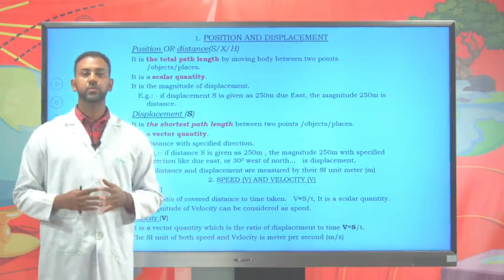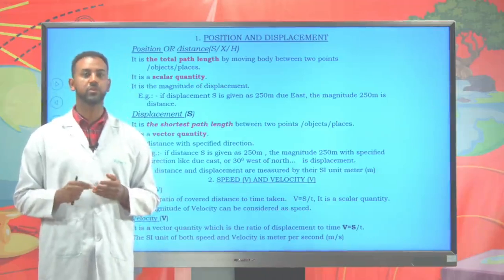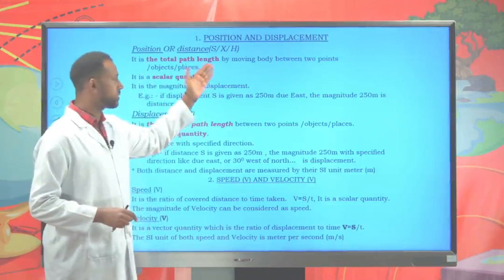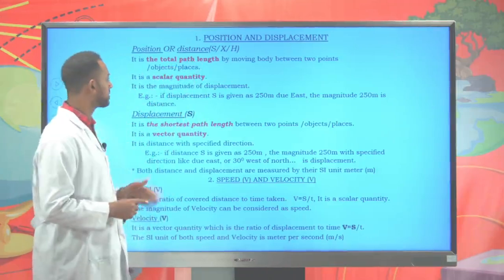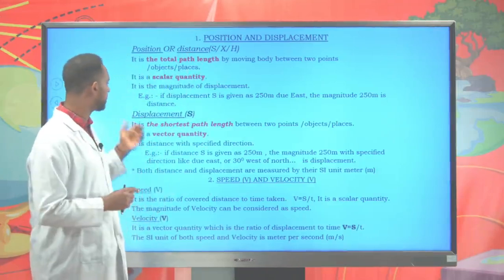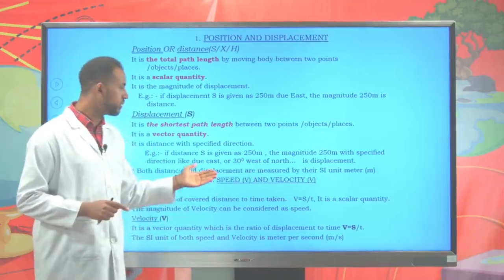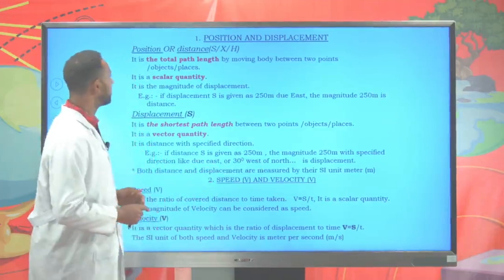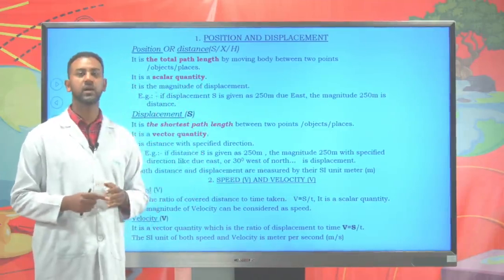And whenever we are trying to discuss motion, there are motion variables or parameters, very important motion parameters. These are position and displacement. Position is sometimes also known as distance, or usually we call it distance. Distance and displacement are the two important parameters or variables. The other variables are speed and velocity. We'll try to see about that, and we'll try to see about acceleration.